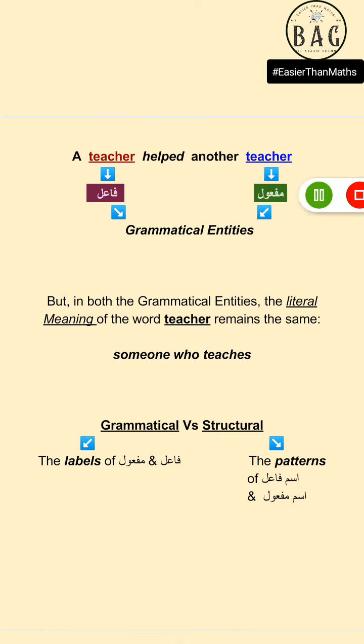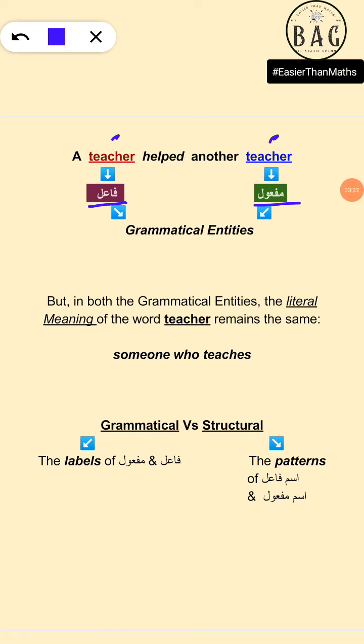So once again, I want you to notice one thing here, that the word remains the same. Okay, the word over here is teacher and the word over here is also teacher, but within the sentence, the very same word has been used in two ways. In one case it has been labeled as a fa'il, and in the very same sentence, the same word has been labeled as a maf'ul, right?